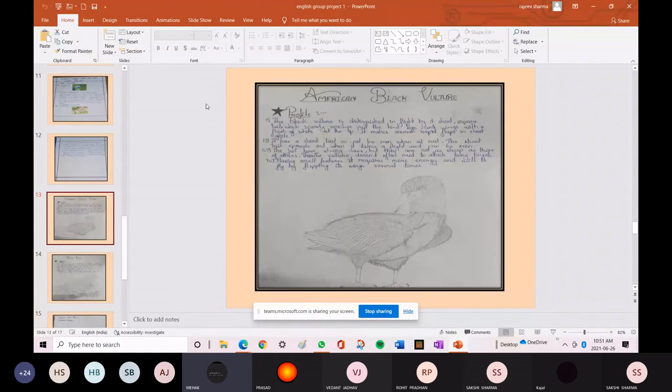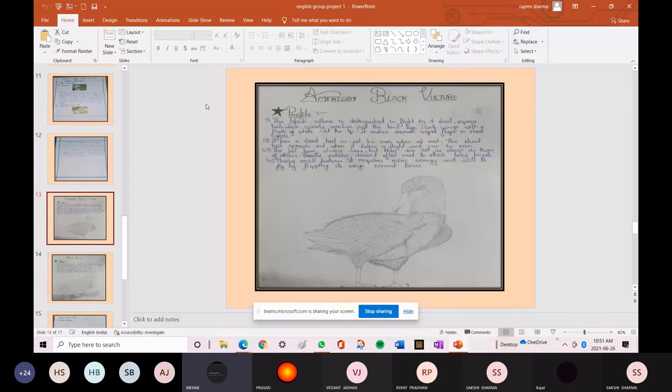It makes several rapid flaps in a short glide. It has a short tail, so it cannot be seen easily at rest. The short tail spreads out when it takes flight and can be seen. Having small feathers, it requires more energy and will fly by flapping its wings several times.